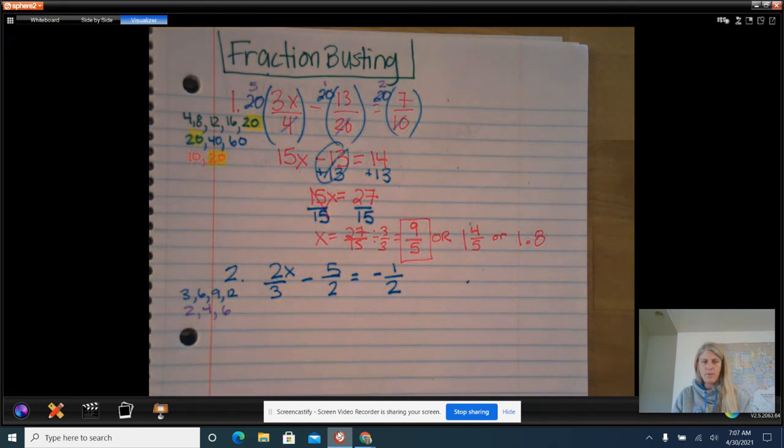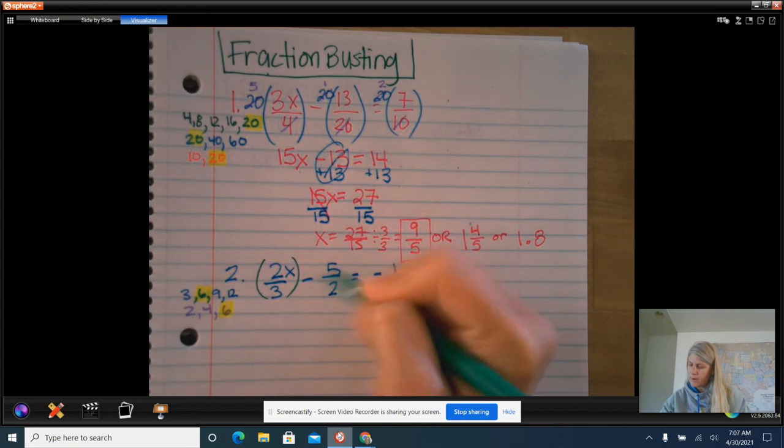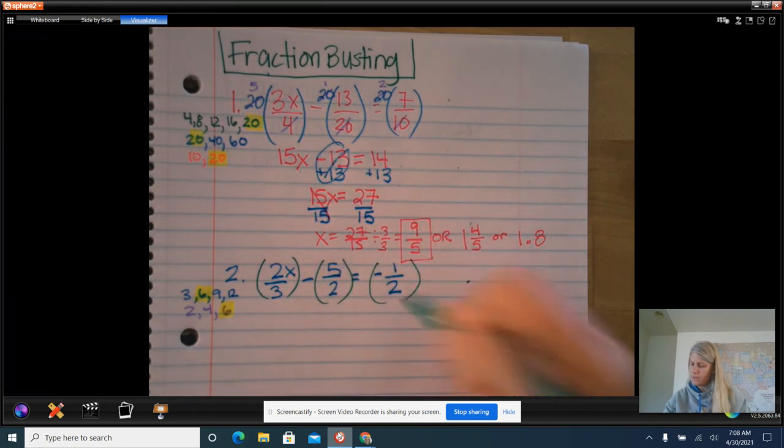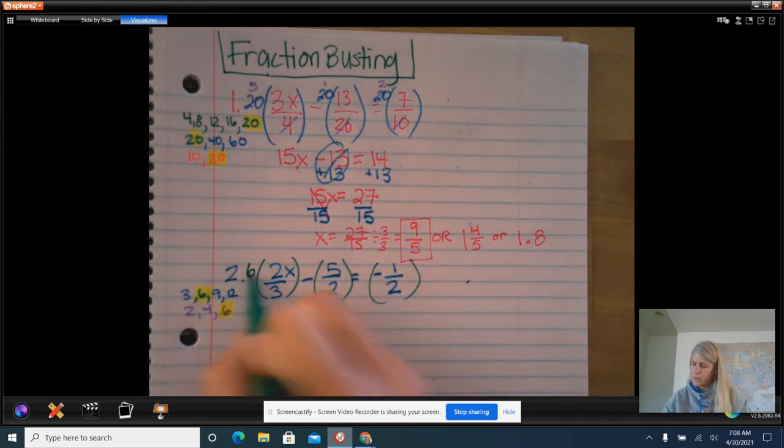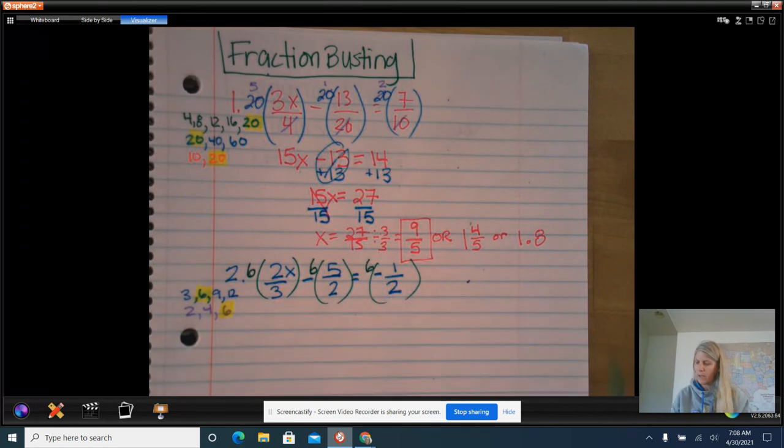As soon as I run into a number that's also in my 3 multiple column, I know that's the number that I'm going to multiply with. So we're going to go ahead and put parentheses around every single term on both sides, and we're going to multiply it by 6 in the numerator. Now we're ready to go ahead and divide.